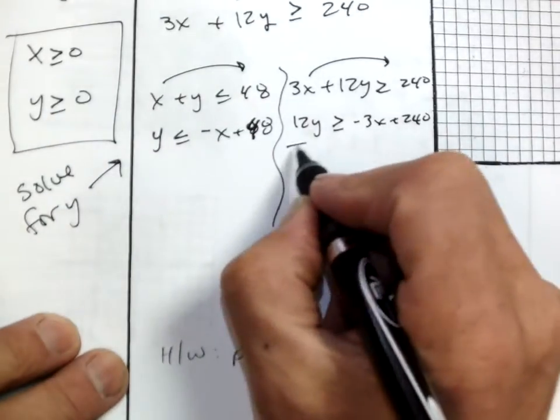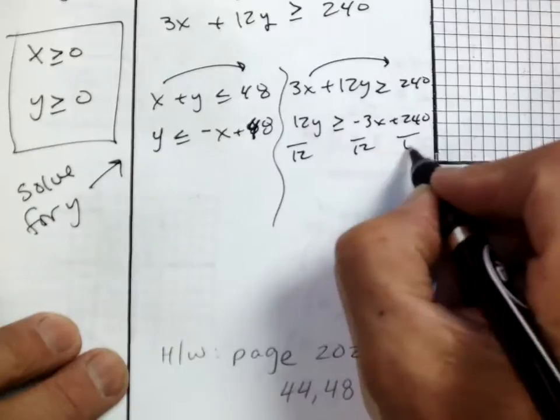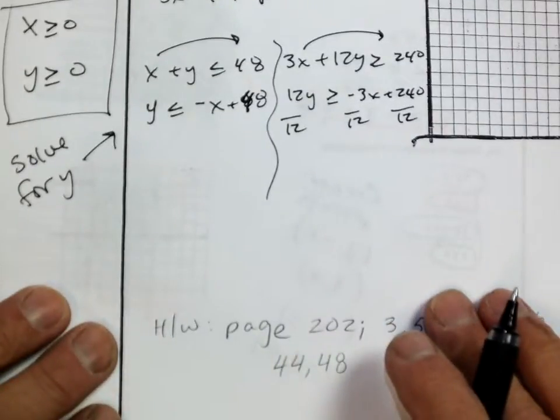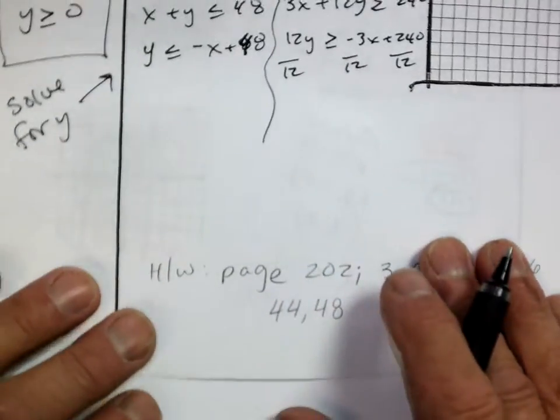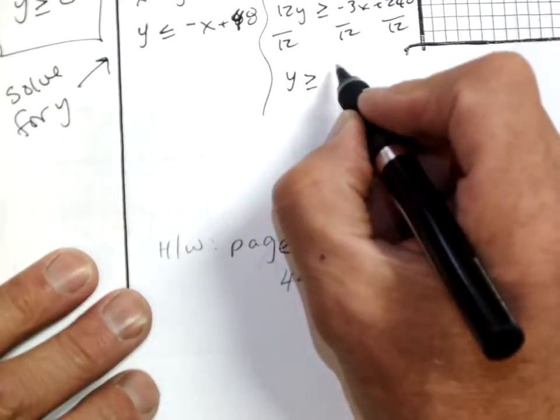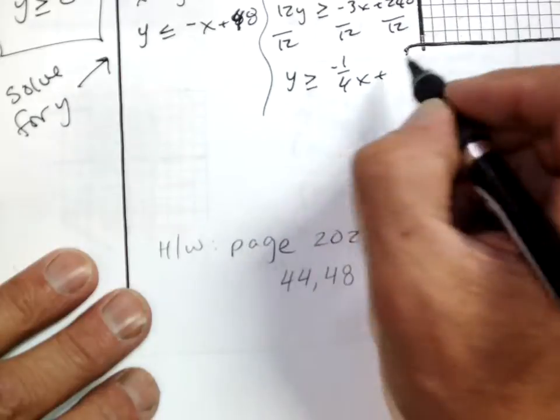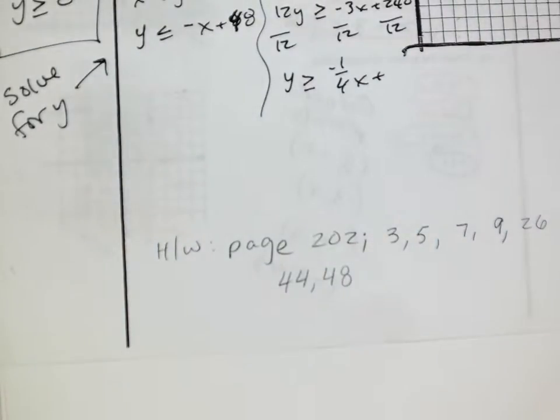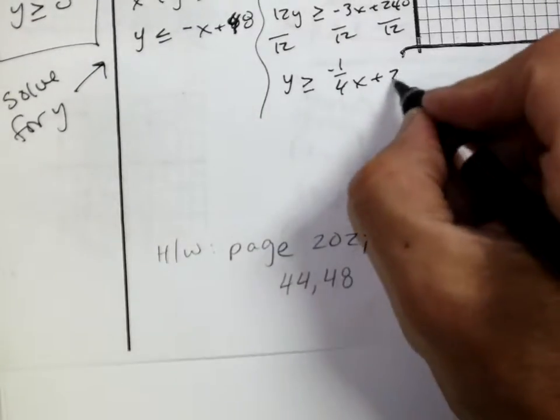Divide by 12. Divide by 12. Divide by 12. Megan, am I going too fast? Am I okay? You're just watching. Okay. y is greater than or equal to negative 1/4 x plus, I don't know, hold on real quickly. 240 divided by 12 should be 20, right? Yeah, it should be 20. I actually should be able to do that in my head.